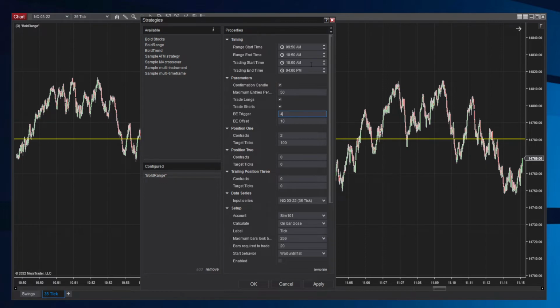But if my break-even trigger was 4, this would mean once the NASDAQ left the blue box and it was green for 4 ticks, which is only 1 point, not very much at all, then my break-even offset would come into play. So then the code says, okay, where do you want to put your stop loss now? Your stop loss was at the back of the blue box. Where do you want your stop loss to go now? That is what this value is.